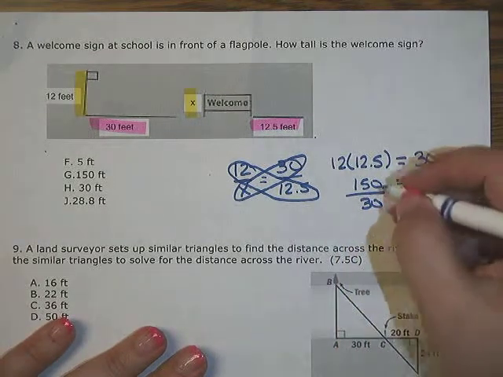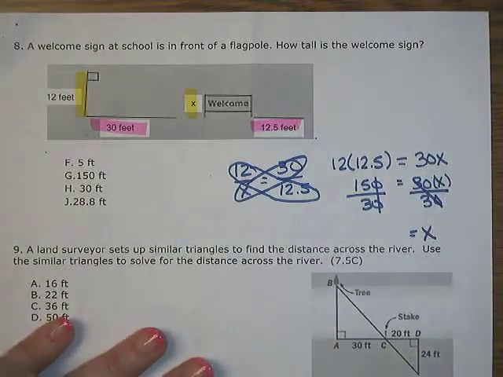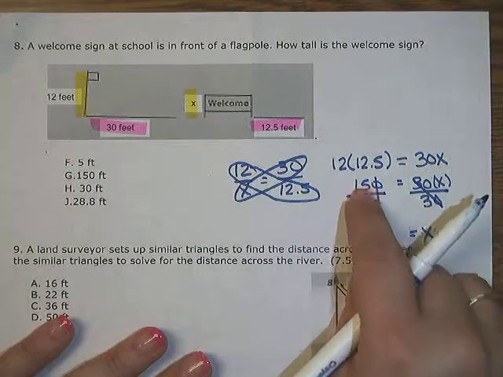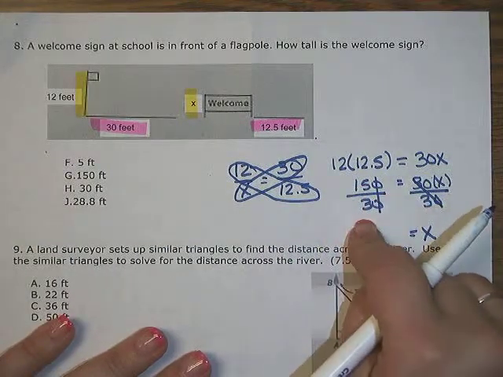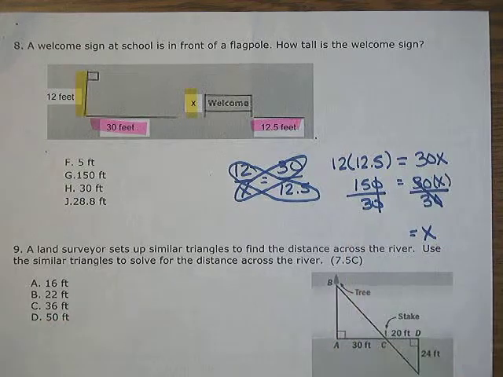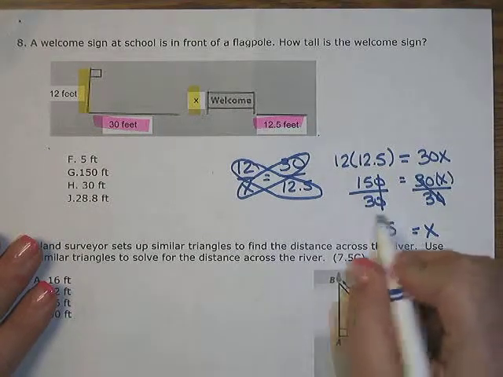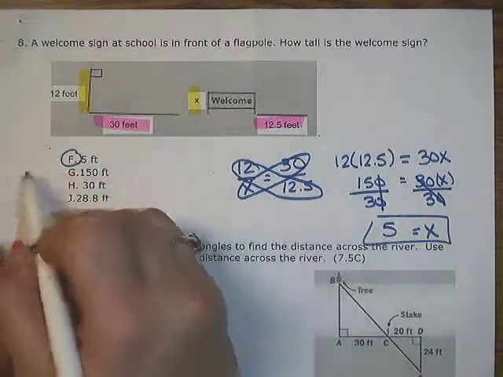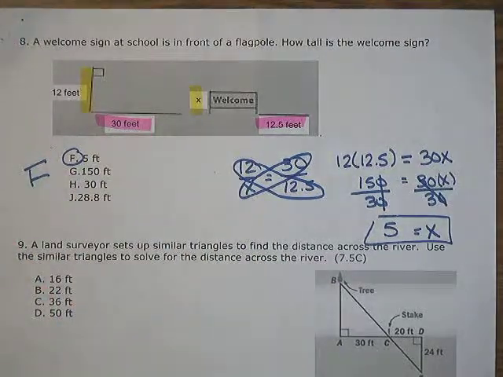Now over here, these both end in a 0. So if I divided by 10, I could knock those guys out. And now I just have 15 over 3. Now, in case you forgot, a fraction is a division problem. So every time I see a fraction, I think division. And remember, when you're dividing, your top goes in and your bottom goes out. So 15 divided by 3 is 5. So my answer is F, 5 feet.